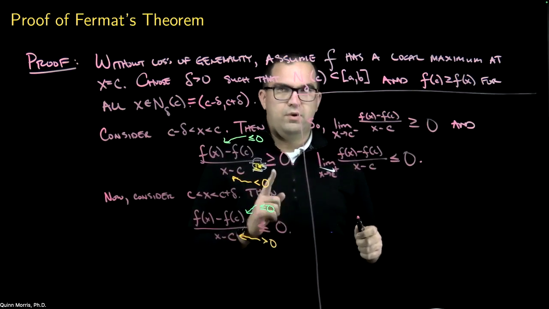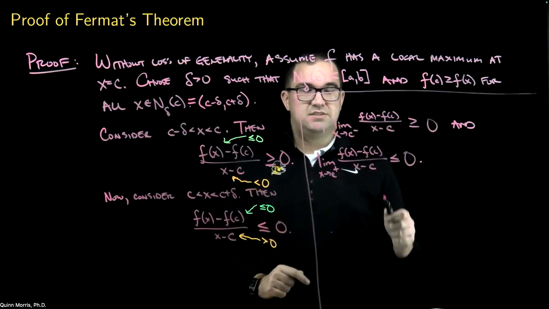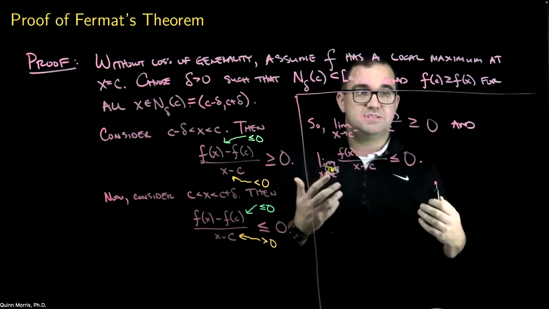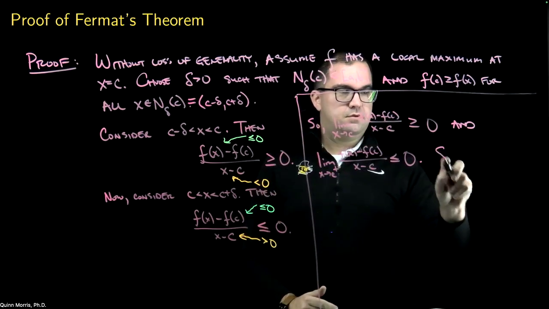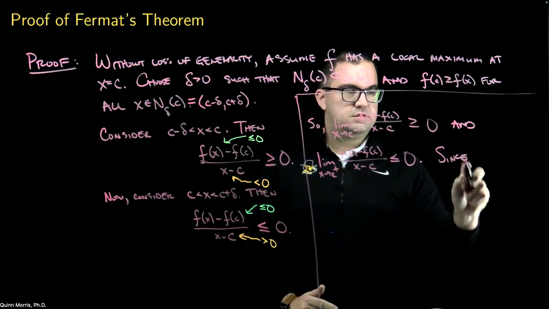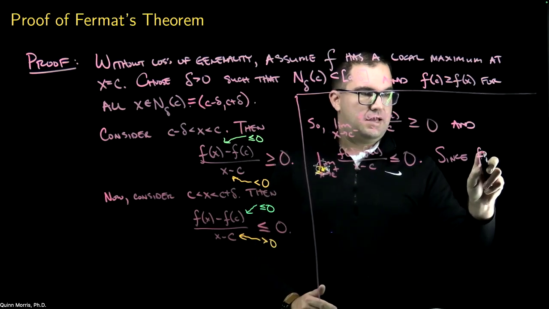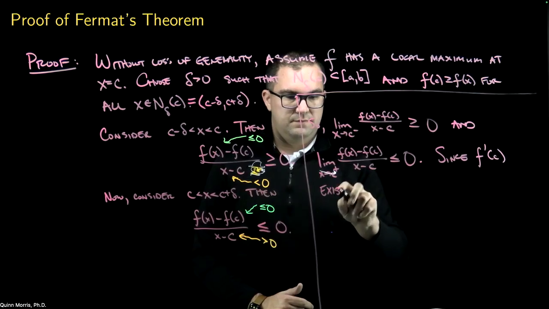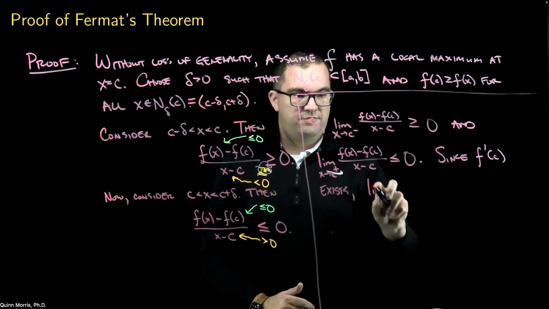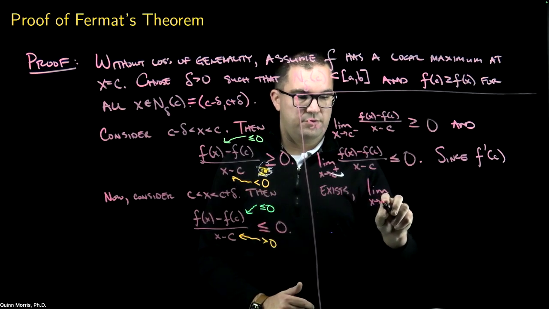But what do we know? We also know that the full limit must exist because one of our assumptions is that the function is differentiable at c. So, since f prime of c exists, the limit from the left must be equal to the limit from the right.